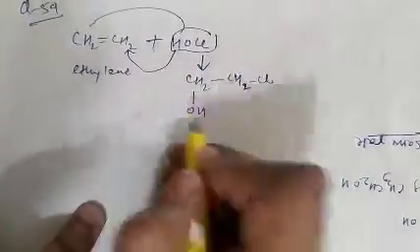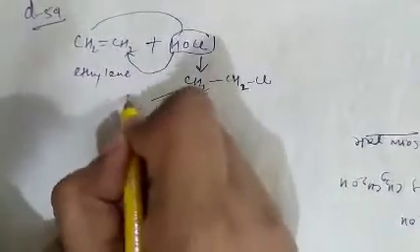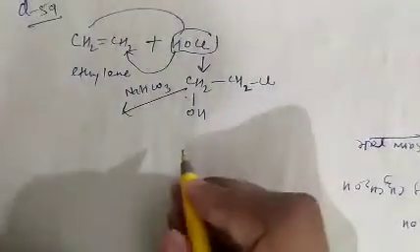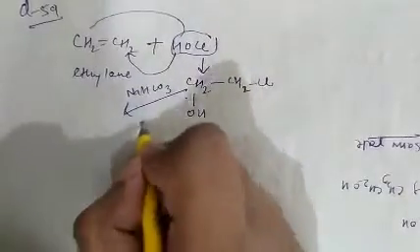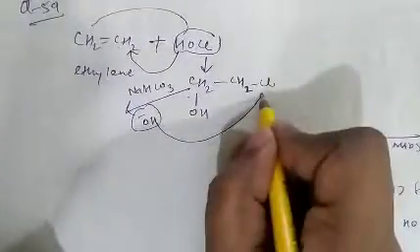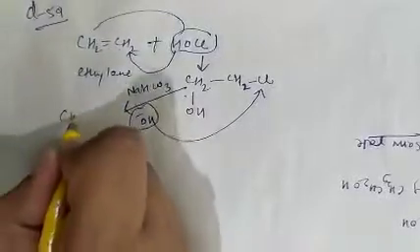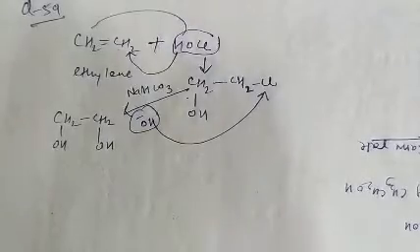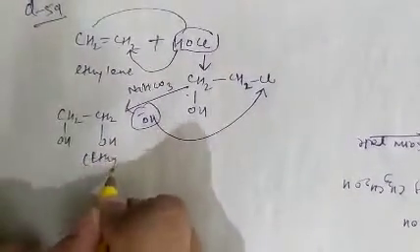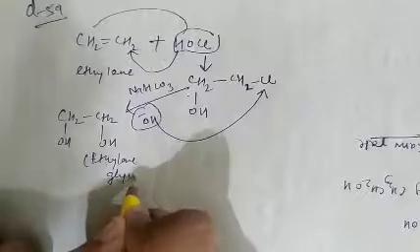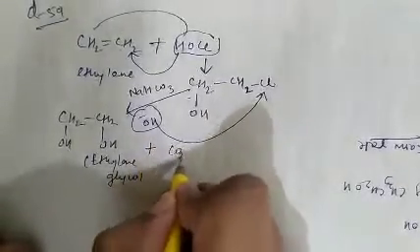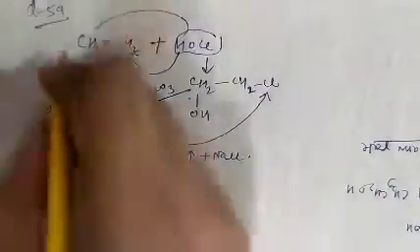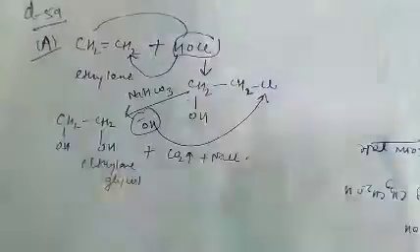Now when this compound is passed with sodium bicarbonate, OH minus will attack in place of Cl, so the product formed will be CH2OH, CH2OH, that is ethylene glycol, and the byproducts formed are CO2 gas with NaCl. So question number 59, option A is correct. See question number 60.